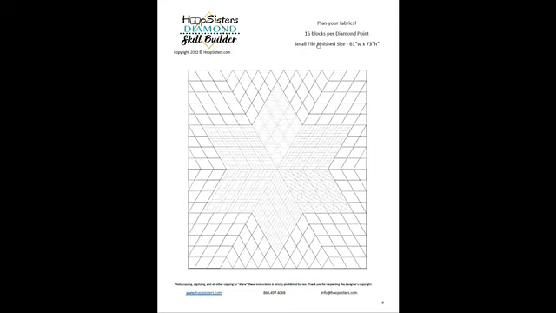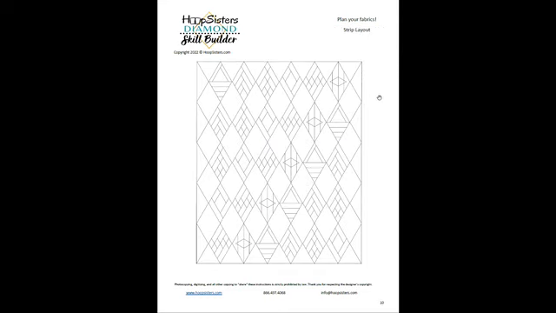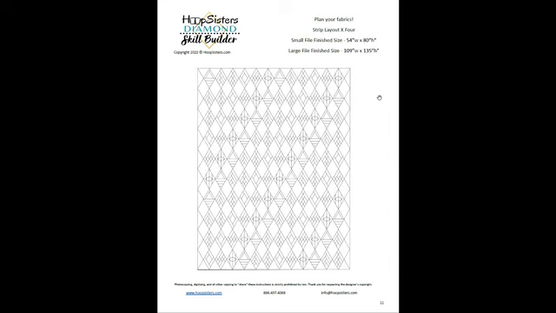This is your 16 blocks per diamond point. So we have 1, 2, 3, 4, another row of 4. We have 4 rows of 4, which makes 16 blocks per diamond point. And then this is the background. Here's your strip layout, and here's the strip layout times 4. So that's our fabric and thread key. Hopefully all that information on the fabric and thread key was helpful to you.